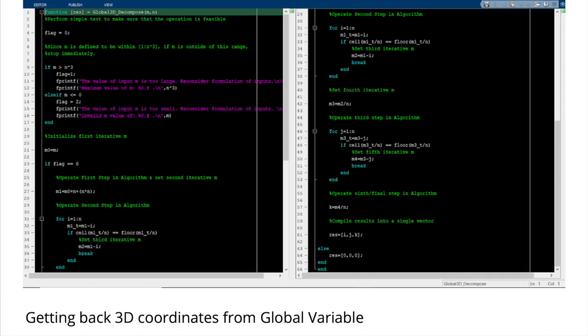Then you have your decomposition algorithm, which is a little more complicated. However, it's still not that hard. And if you figure out how to do this, then you can switch back and forth from your global variable to 3D coordinates with relative ease. So if you want this, take a picture, because we're going to have to move on to the rest of the code.